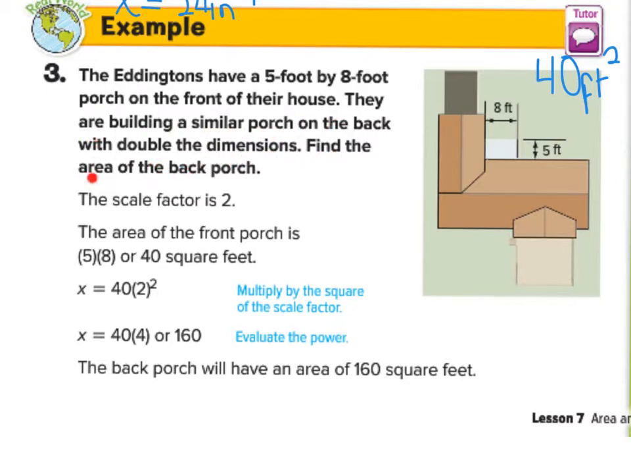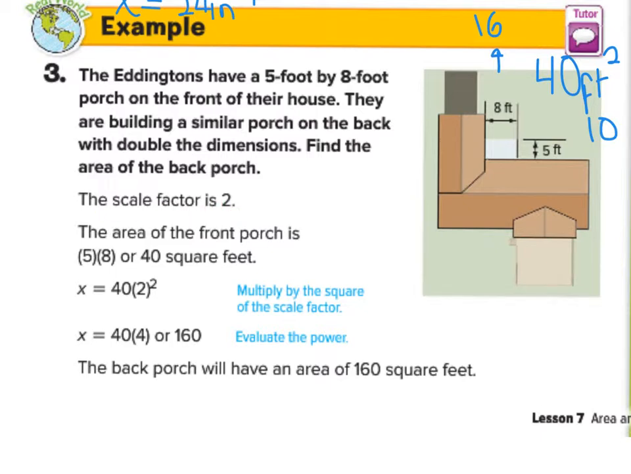And now they're telling us they are building a similar porch on the back with double the dimensions. Find the area. So double the dimensions means that the 8 converts to 16 and the 5 converts to 10, right? So it's 10 times 16, which makes it 160. It quadruples in area because you're doubling each dimension. You double this and you double this. Just like the very first example we looked at, the area becomes quadruple when you double each dimension.